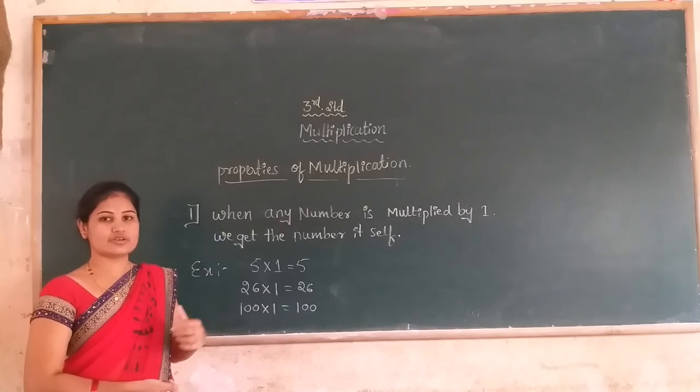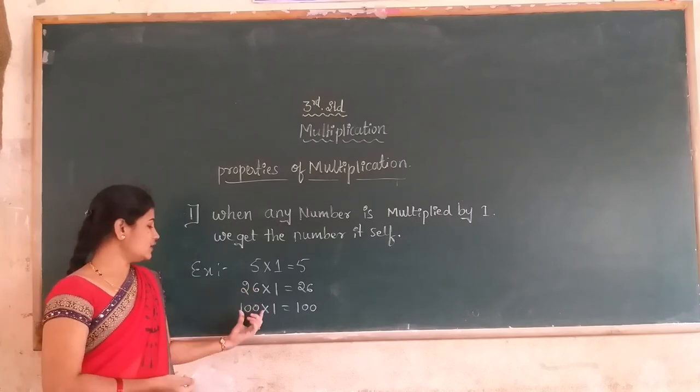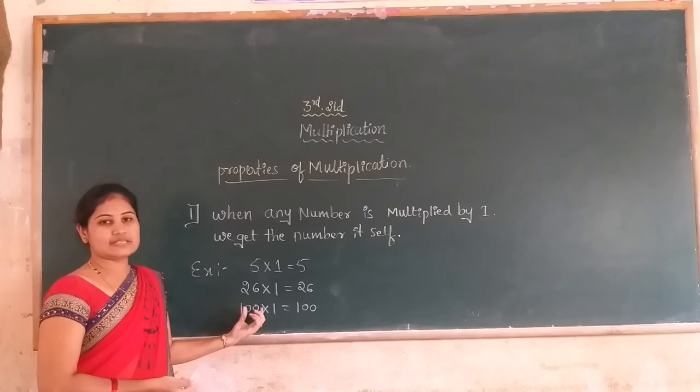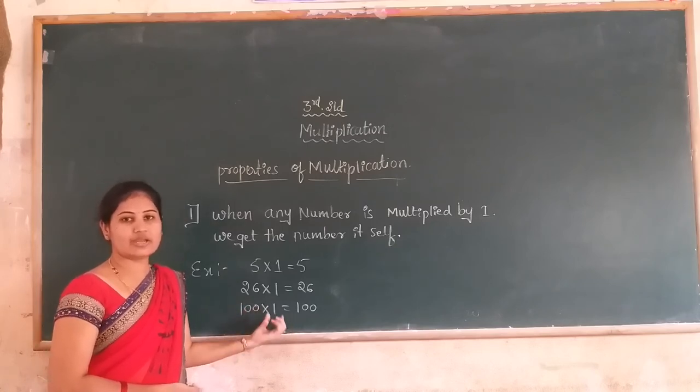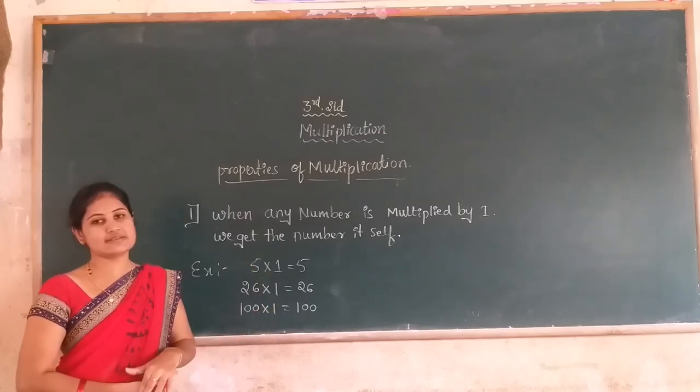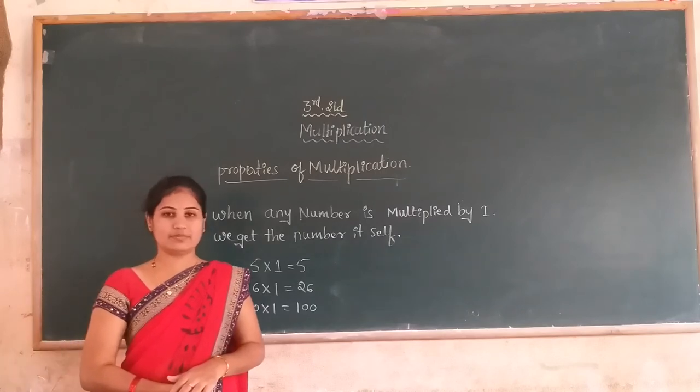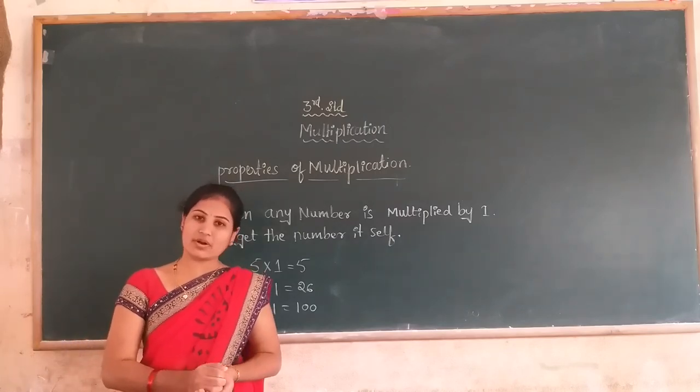That is the first property. Dear students, you do the multiplication by 1, you get the number itself. That is the first property of the multiplication. What is the second property?